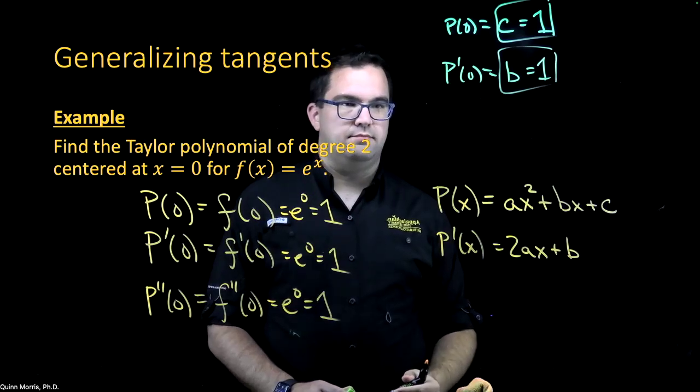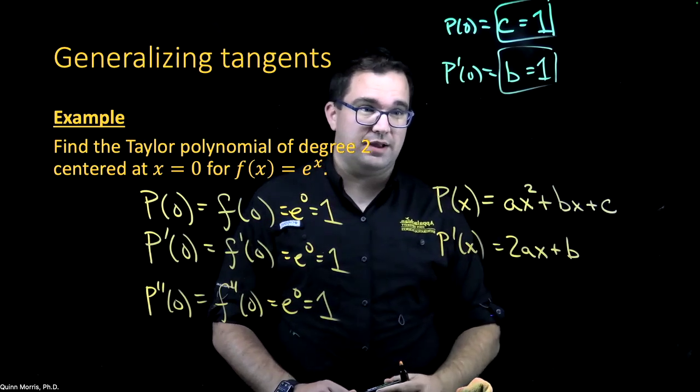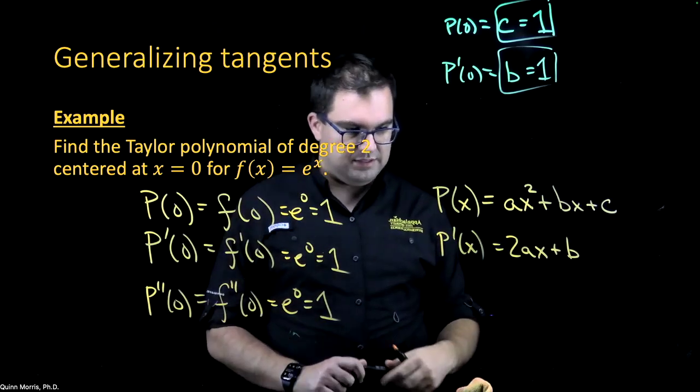Oh, b has to be 1. Now, don't get ahead of yourself. You might go, oh, okay, a is going to be 1 too. But let's see what happens.